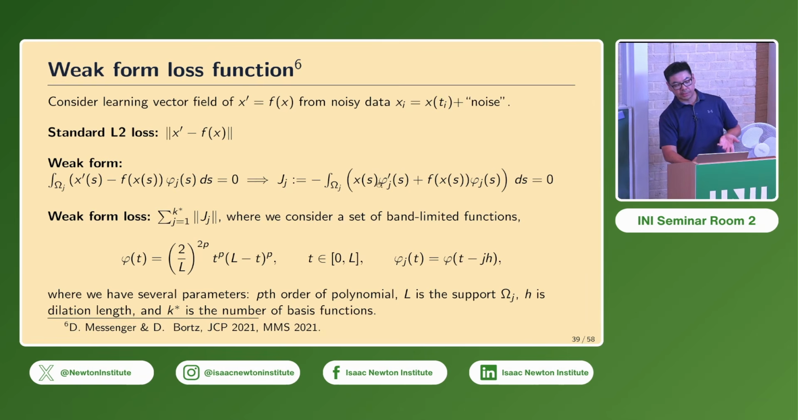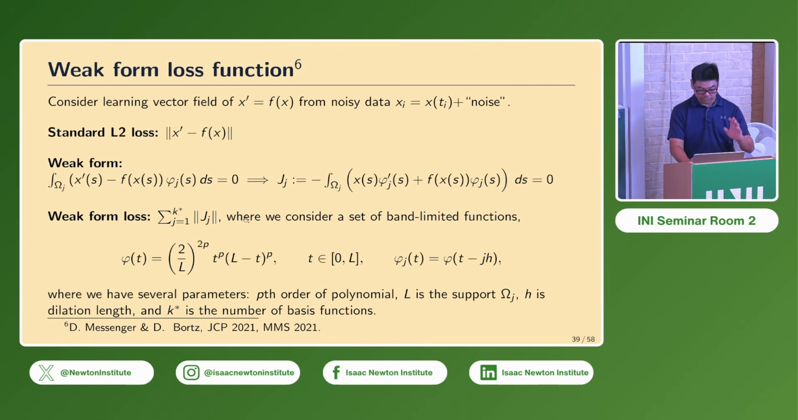Once they have switched the integration by parts, they pick a basis. The basis of choice is just the Jacobi polynomial weights on a certain bandwidth, and basically phi j is just a dilation of that function. So then the weak form loss is this. This is what they minimize.